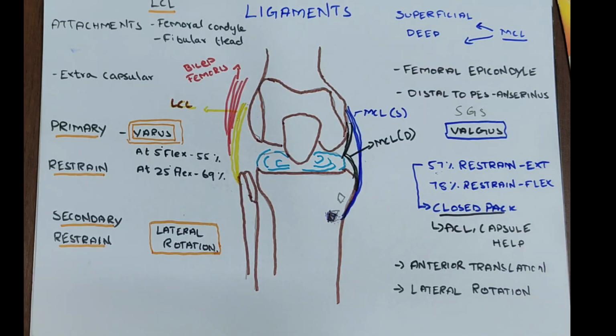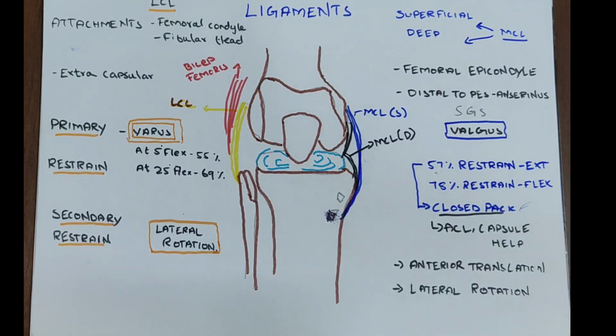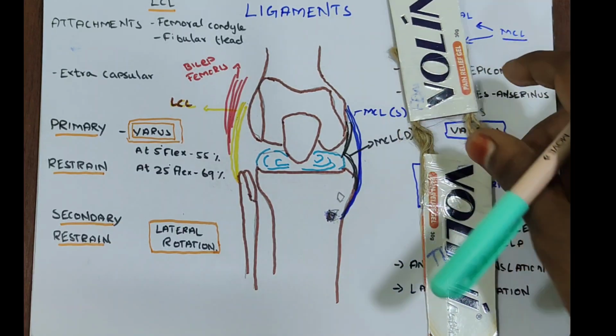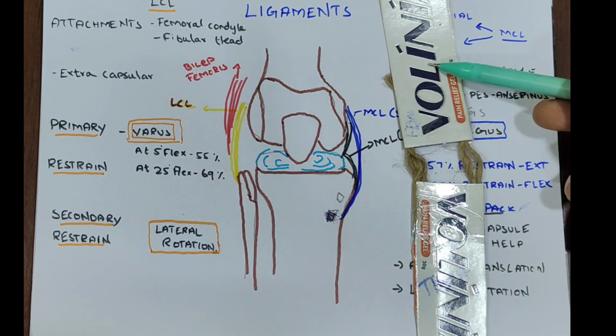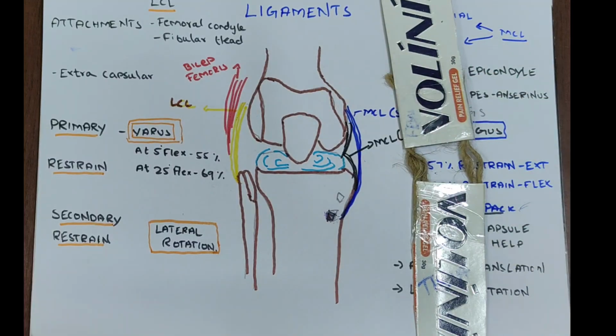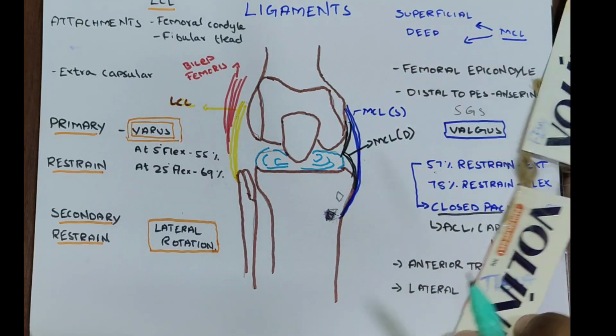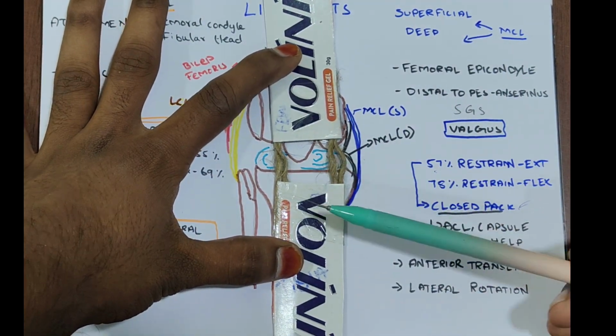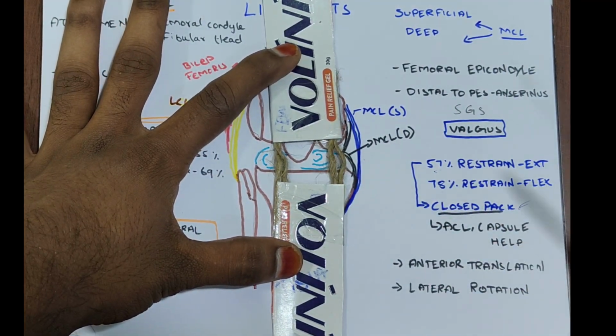Why is the restraint percentage less in the extension position? Because of the closed back. Because of closed back. I have understood with the model. So imagine this is the model, this is the femur, and this is the tibia. Now imagine that. What is the closed back position? When both the ligaments get taut and congruency is more, what will happen?